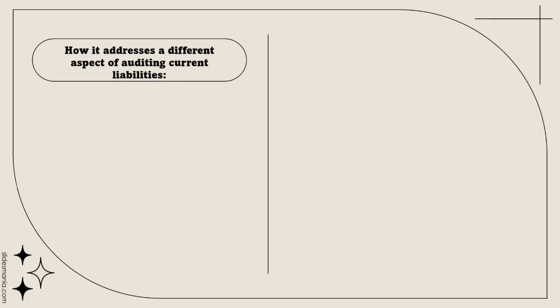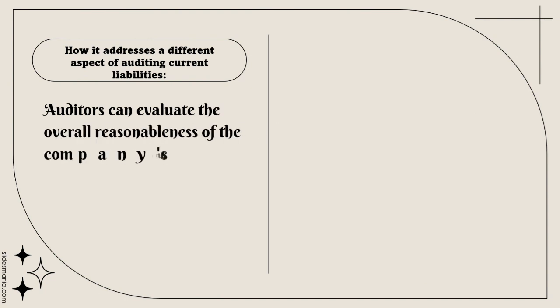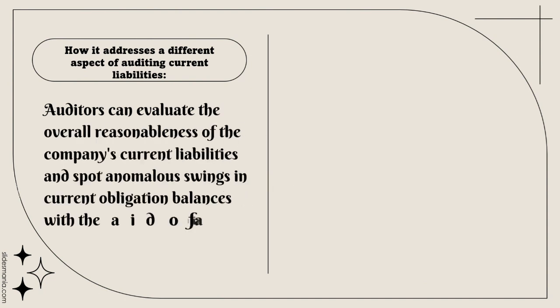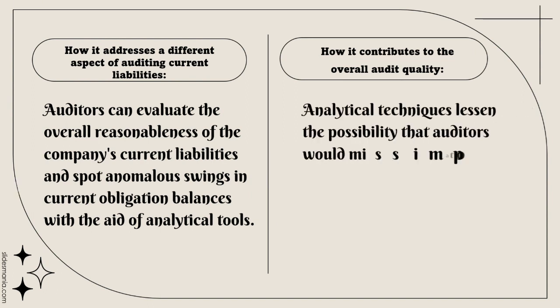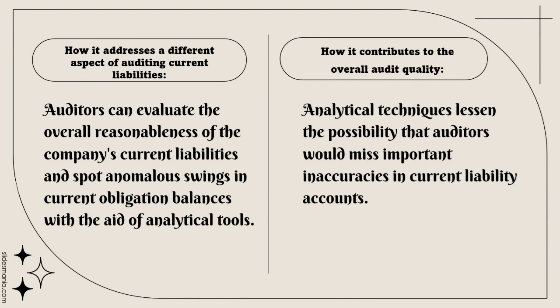How it addresses a different aspect of auditing current liabilities. Auditors can evaluate the overall reasonableness of the company's current liabilities and spot anomalous swings in current obligation balances with the aid of analytical tools. How it contributes to the overall audit quality. Analytical techniques lessen the possibility that auditors would miss important inaccuracies in current liability accounts.